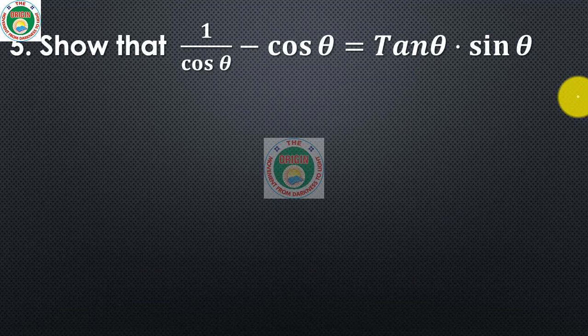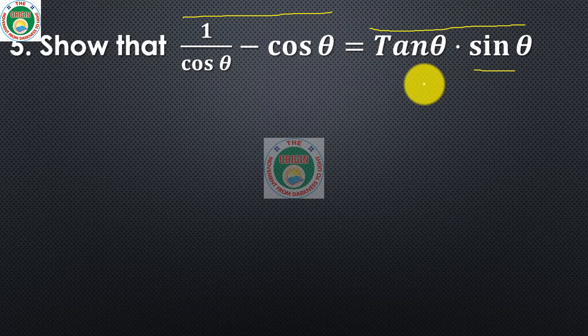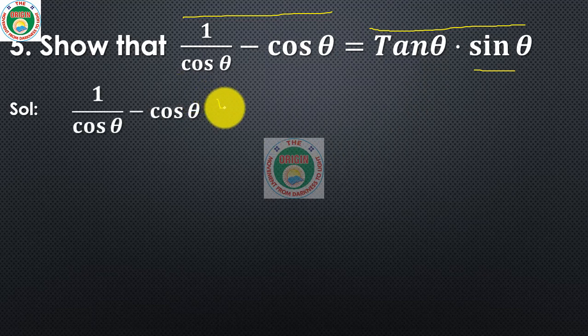Problem: show that 1/cos θ − cos θ = tan θ · sin θ. Observe here, 1 by cos θ, cos is in the denominator, minus cos θ, this is the LHS. After simplifying the LHS, the RHS should be tan θ into sin θ. Solution: I take the LHS here.